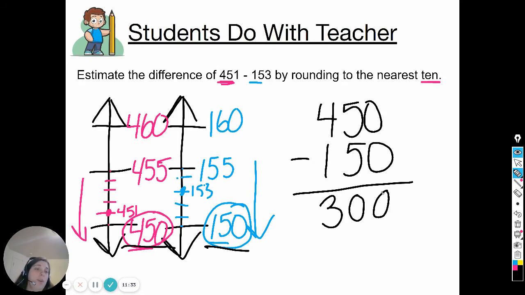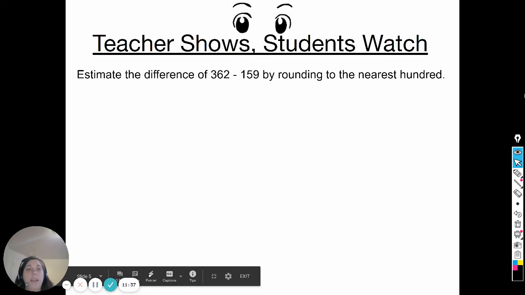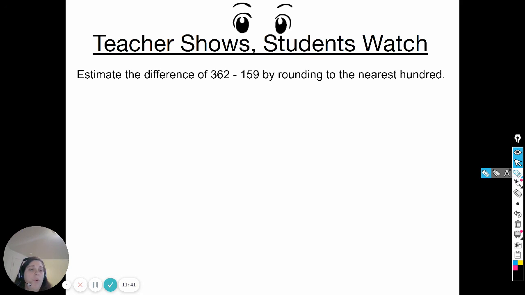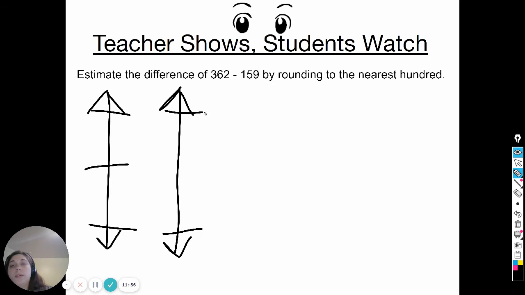All right, go ahead and erase those whiteboards and set them down for a minute. I'm going to show you another example. This time we're rounding to the nearest hundreds. Once again, it should be quite a bit of a review since we have done rounding a lot. So I'm going to set up my 2 vertical number lines. This time I'm rounding to the nearest hundreds place.